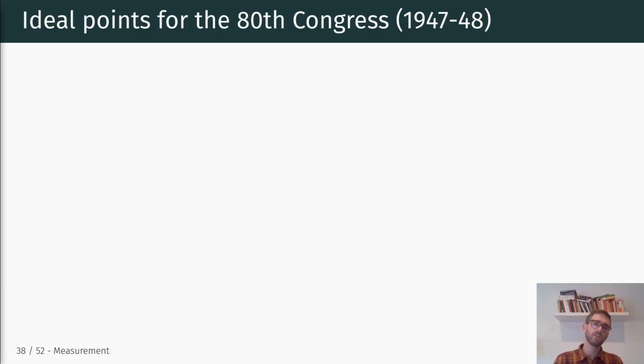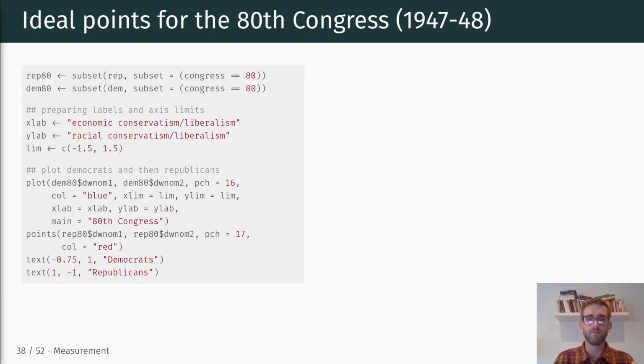So based on that, we can look at, for example, the ideal points for the 80th Congress. This is from 1947 to 1948. And specifically what we're going to do is look at the ideal points of Republican and Democratic congressmen in that 80th Congress across both dimensions. One you could think of as the economic conservatism-liberalism dimension, and the other one as the racial conservatism-liberalism dimension. And I'm just going to go through the commands here briefly.